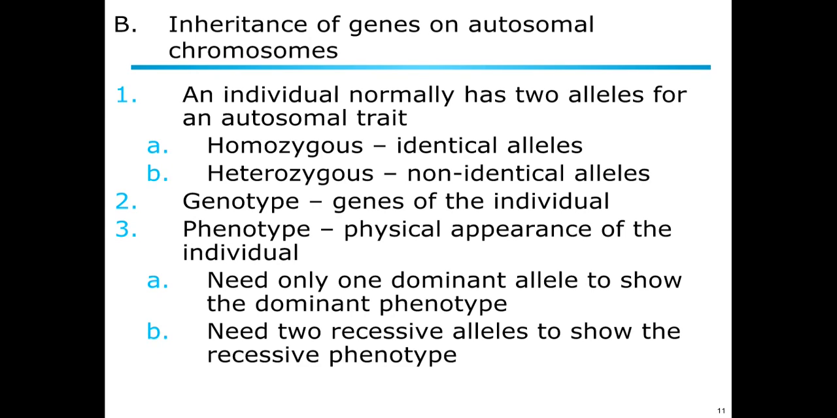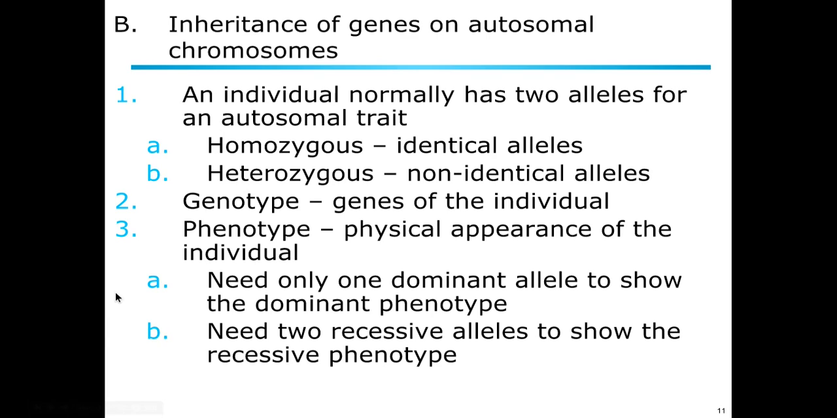If a trait has homozygous alleles, that means they are the same, like capital T or lowercase t. If an individual has heterozygous alleles, that would be big T, little t, so the 2 alleles are not identical. Here's how we remember the difference between genotype and phenotype. Genotype is your genes, the letters, big T, little t. Your phenotype is the physical appearance; I remember that PH, phenotype, physical appearance. It's what it looks like.